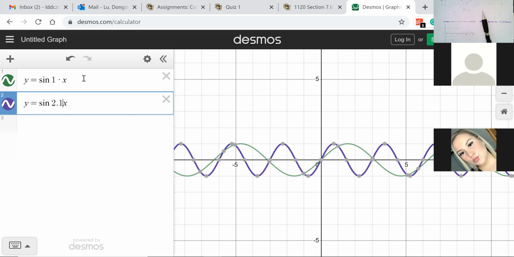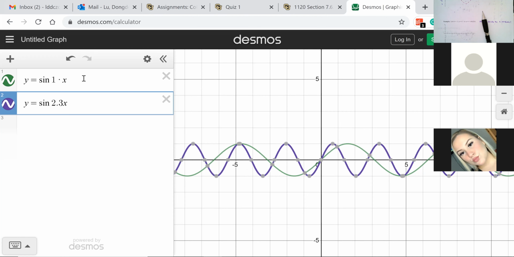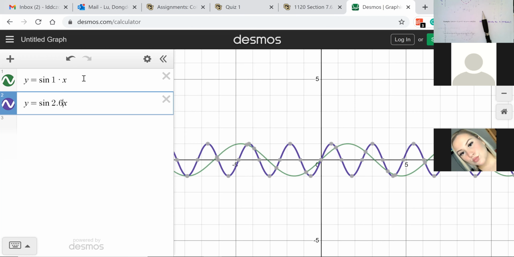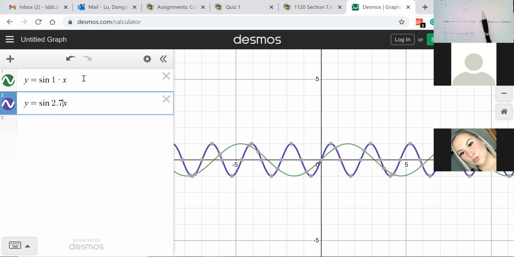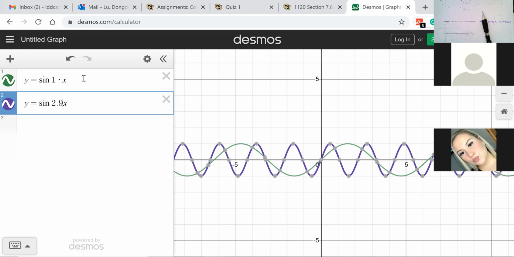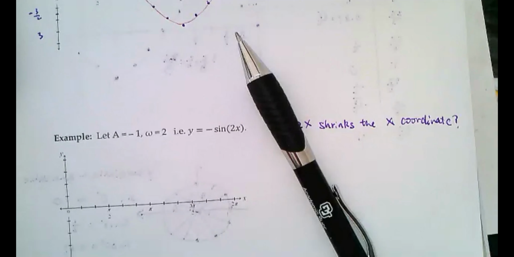How about 2.1, 2.2, 2.3, 2.4, 2.5, 2.6, 2.7, 2.8, 2.9. You see, it's gradually shrinking. So why does the shrinking happen? Okay, let me switch to my document camera and I will explain to you on paper why the shrink happens.